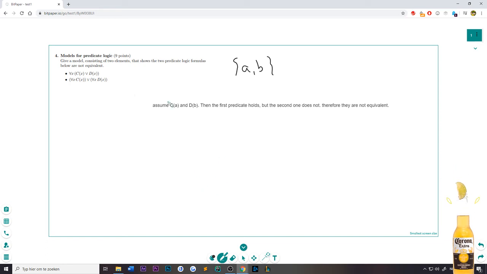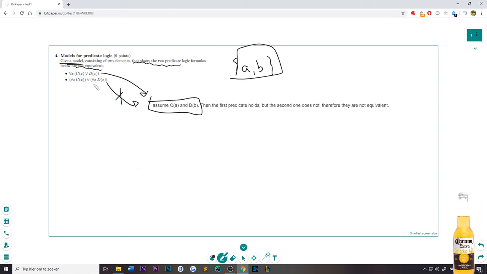Yeah, that's it. Because the question is only asking to show that they are not equivalent. It doesn't ask for entailment. You don't have to show entailment or anything like that. You just have to give a model. Well, this is your model. Assume C(A) and D(B), that's your model, consisting of two elements. We only have A and B, so we only have two elements, and it shows they are not equivalent because this one holds, but this one does not hold.